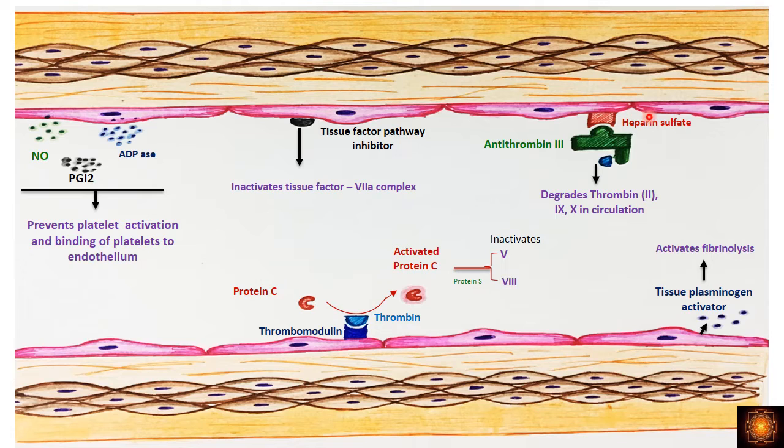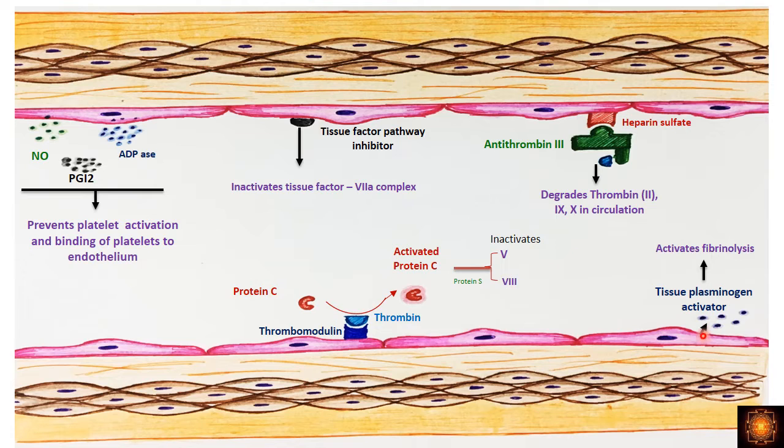Then we have another molecule which is similar to heparin, that is heparin sulfate, which is expressed on the surface. This heparin sulfate combines with antithrombin 3. When it combines with antithrombin 3, this complex degrades the clotting factors, mainly thrombin, that is factor 2, then factor 9 and factor 10, which are present in the circulation. So these are the mechanisms by which the clotting factors are inactivated. The clotting factors which are produced by the liver are inactivated in the circulation.